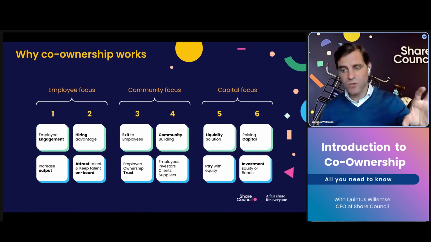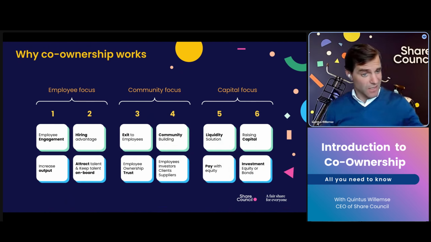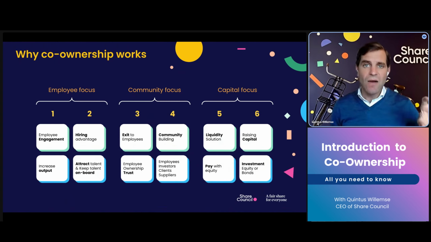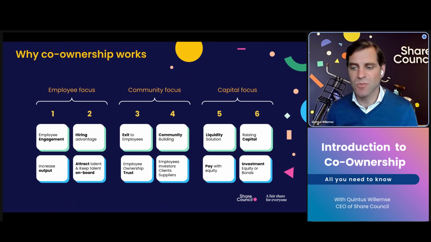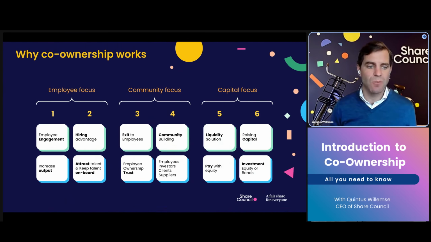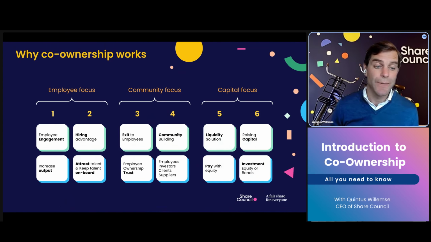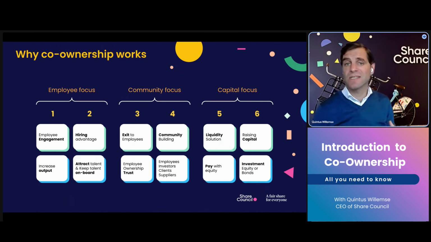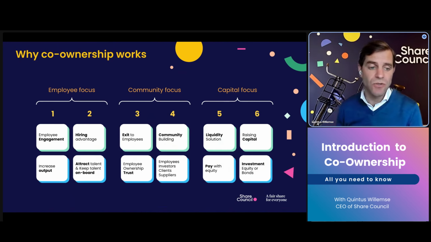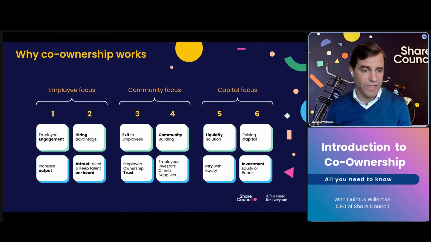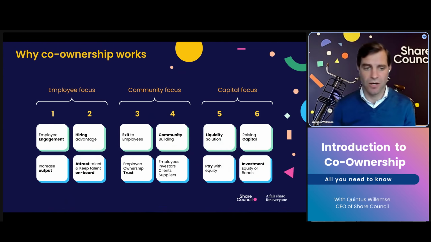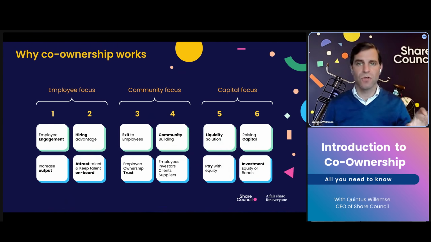You have an employee focus with co-ownership. That employee focus, you see on the left-hand side, under number 1, is really on employee engagement. How can we maximize the engagement of the employee, the feel with the company, and increase the output? Basically, that's on the business level what you want to do with this. But also, how can we, for instance, have a hiring advantage? You see on number 2, if you have a hiring advantage with offering something extra to an employee, you don't only attract talent, but it's also proven that you keep that talent on board. That's the employee focus of co-ownership.